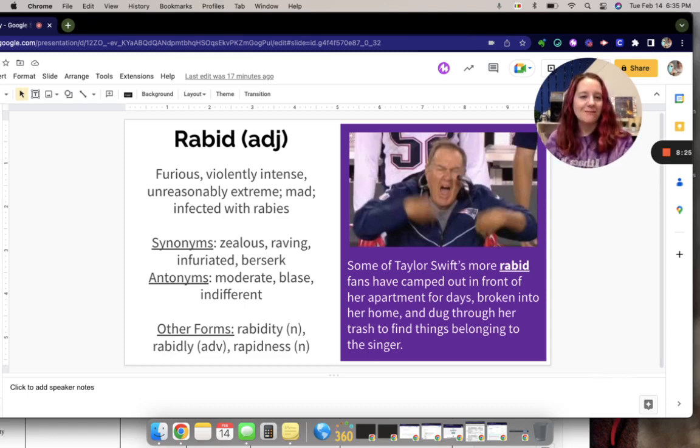You might recognize him. If you know, you know. He tended to be a bit rabid during games. He's a little intense, a little bit extreme, kind of crazy. And then in our sentence, some of Taylor Swift's more rabid fans, so fans that are unreasonably extreme, very intense, have camped out in front of her apartment for days, broken into her home, and dug through her trash to find things belonging to the singer.